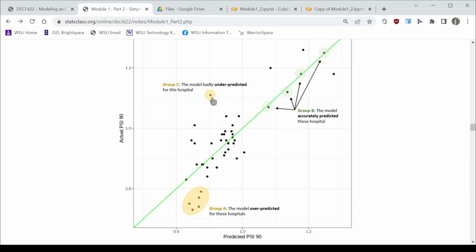This point here is badly under-predicted because it's a long ways from that y = x line. So this particular hospital here just has one data point in it, and I'm calling that group C.